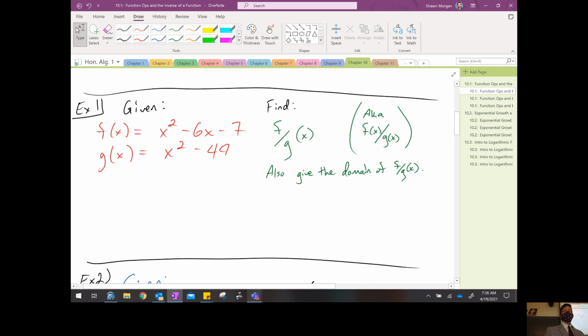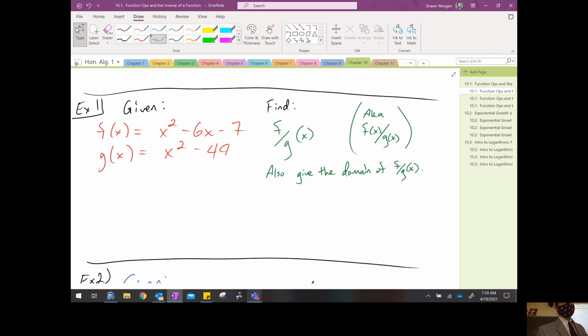All right, let's look at our first example. I'm giving you over here in red a couple of quadratic functions, and now I'm asking you to do a division. In the warm-ups, we did adding, subtracting, and multiplying. Let's try a division one now. As far as function notation goes, this looks like f over g, or we could say f of x over g of x. That's another way of referencing it.